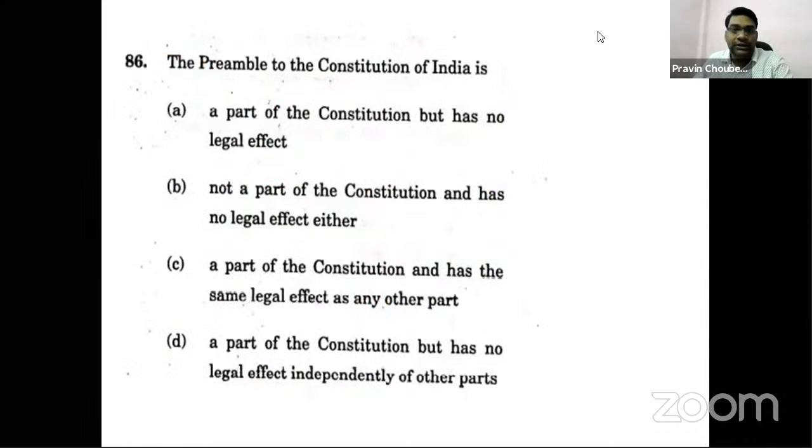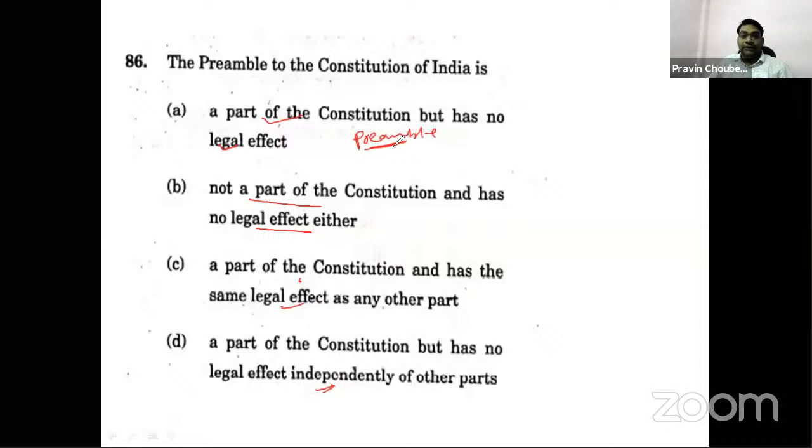Another question is now from the preamble. The preamble to the Constitution of India is a part of the Constitution but has no legal effect. This makes some sense, but it will confuse you in the exam. Another option: it is not a part of the Constitution and has no legal effect either. Another: a part of the Constitution and has the same legal effect as any other part. And this statement is talking about a part of the Constitution but has no legal effect independently of other parts. Out of the four statements, you at least must know about the preamble.